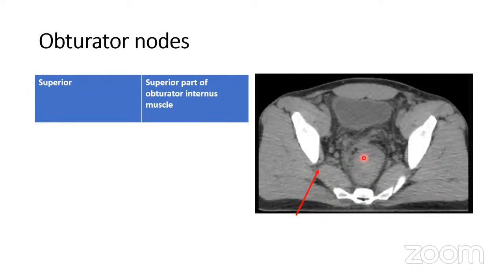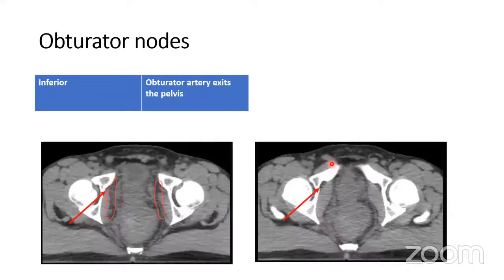Moving on to the obturator nodes. The obturator nodes start where you end the lower limit of the internal iliac, where you see the obturator internus muscle. This is the obturator internus muscle and this is the pelvic side wall. You start the contouring of the obturator nodal level from these slices.